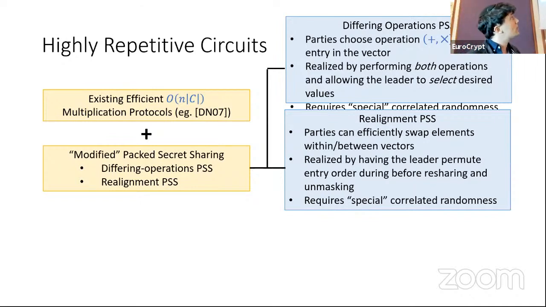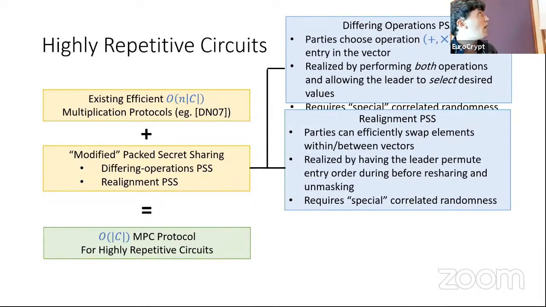Additionally, we also have a realignment procedure for packed secret sharing schemes. The idea is that with a realignment procedure, you're able to permute the order of items both within a single vector and between vectors. And again, the main trick here is that you have the leader, who actually sees all of the reconstructed values, do this permutation on their own. And again, in order to get the unmasking to work, you need a special correlated randomness.